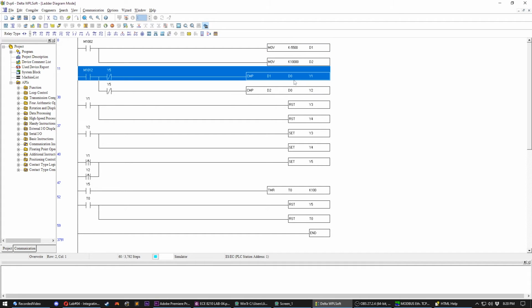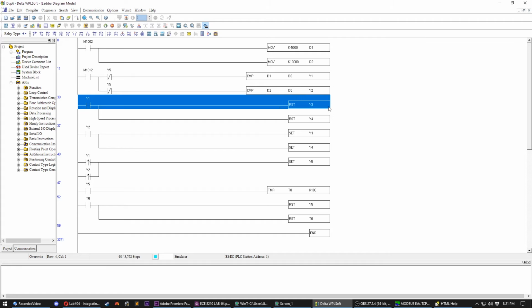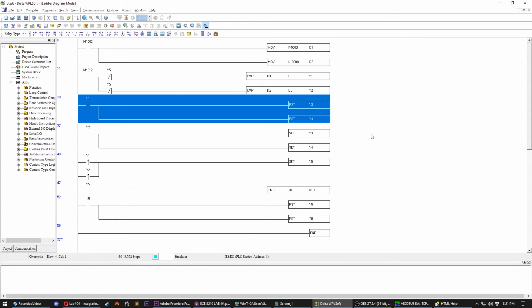So this second rung, it's polled every 100 milliseconds, and it does two comparison operations between the upper bound and the actual value, which I'm calling D0, and the lower bound and the actual value. So I'll take you through one case because they're identical. So if D0, the water level, is above our specified maximum, then Y1 is set, and Y1 resets Y3 and Y4. Now Y3 and Y4 represent our pumps and valves.